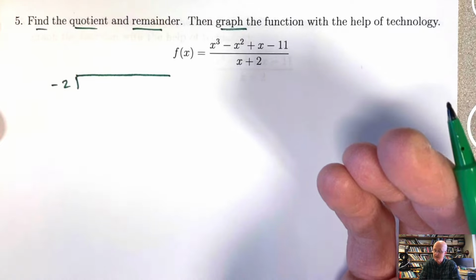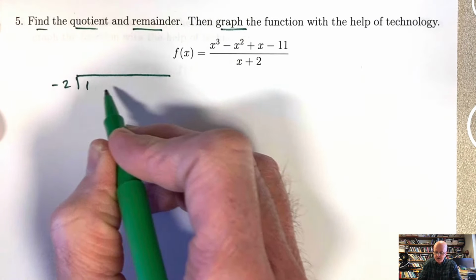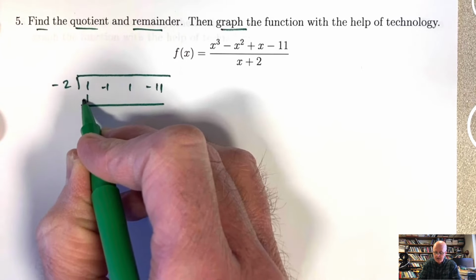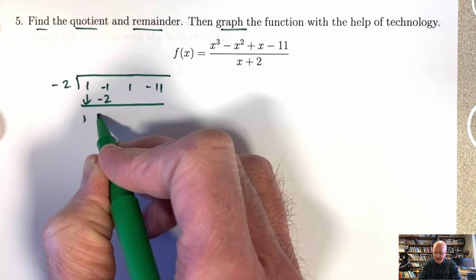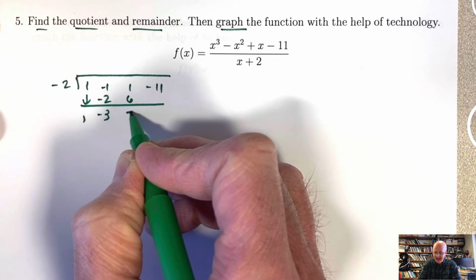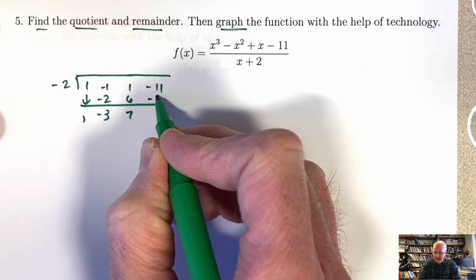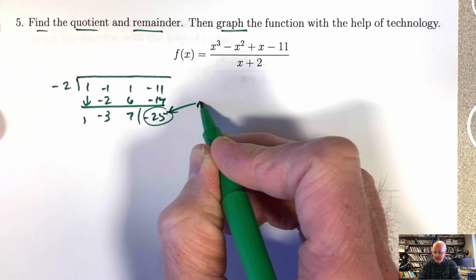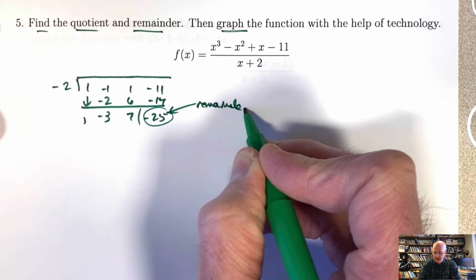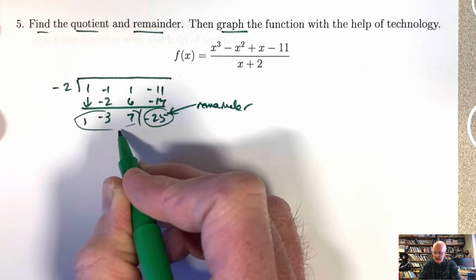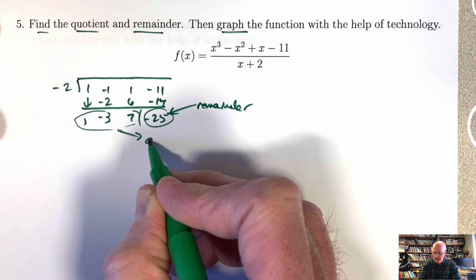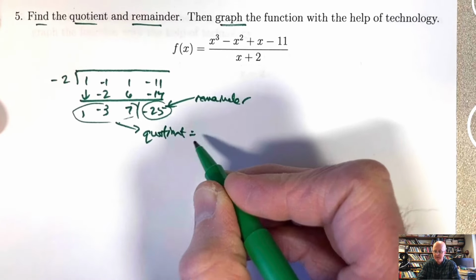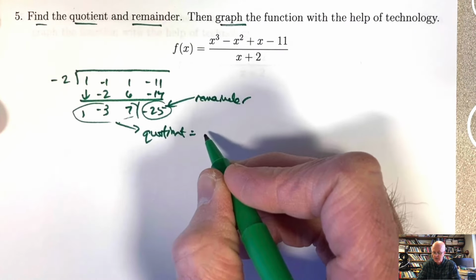The remainder is not necessarily 0. Again, put the coefficients, 1, -1, 1, -11 in this case. Bring down that 1, multiply, add, multiply, add, multiply, and add. -25 looks to be the remainder when I do the division. And these numbers are the coefficients of the quotient. The quotient is going to be a quadratic. We've got a cubic divided by a linear function. The quotient is going to be quadratic.